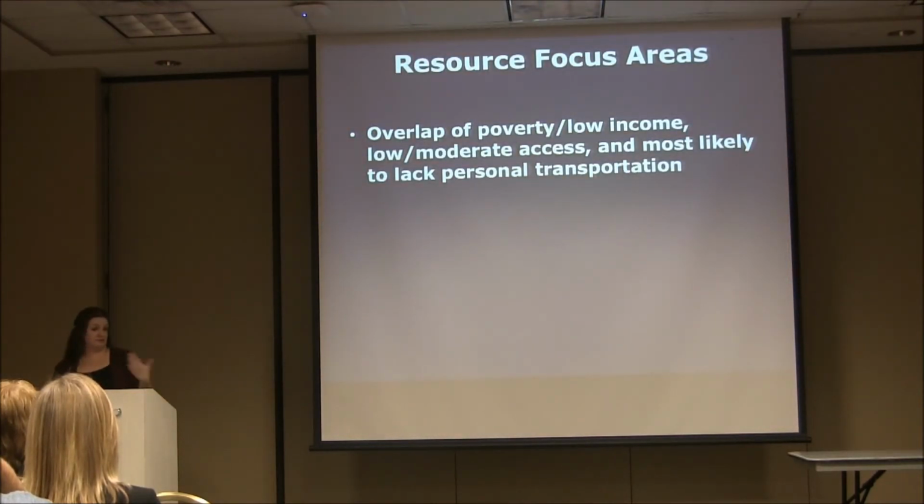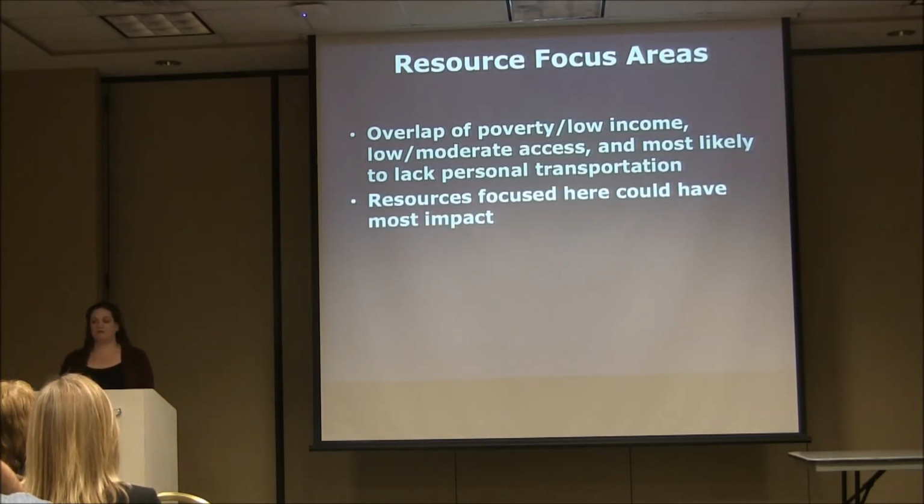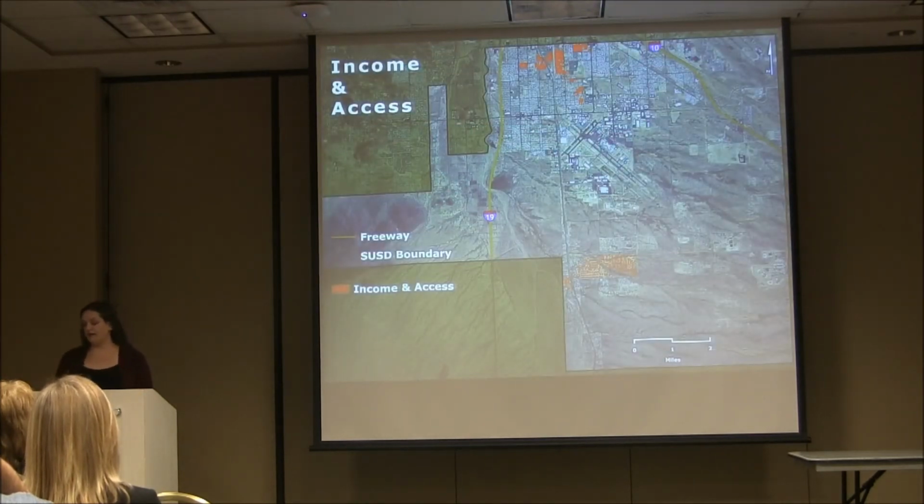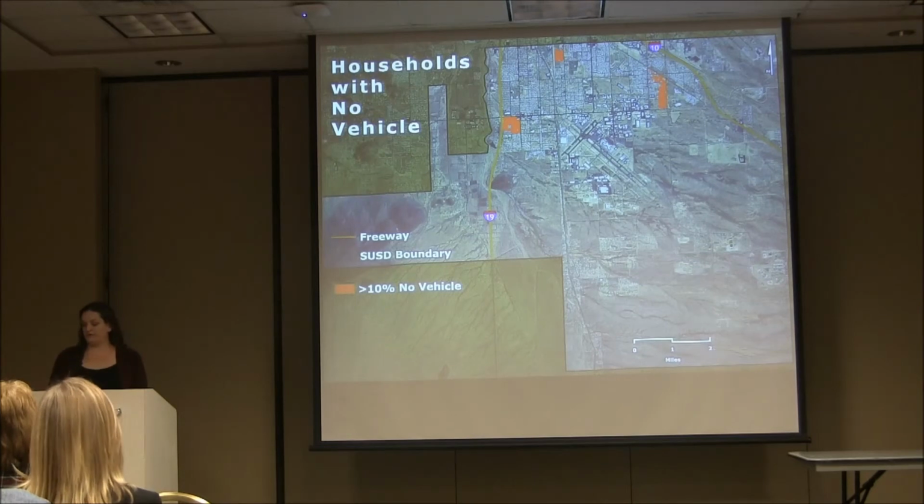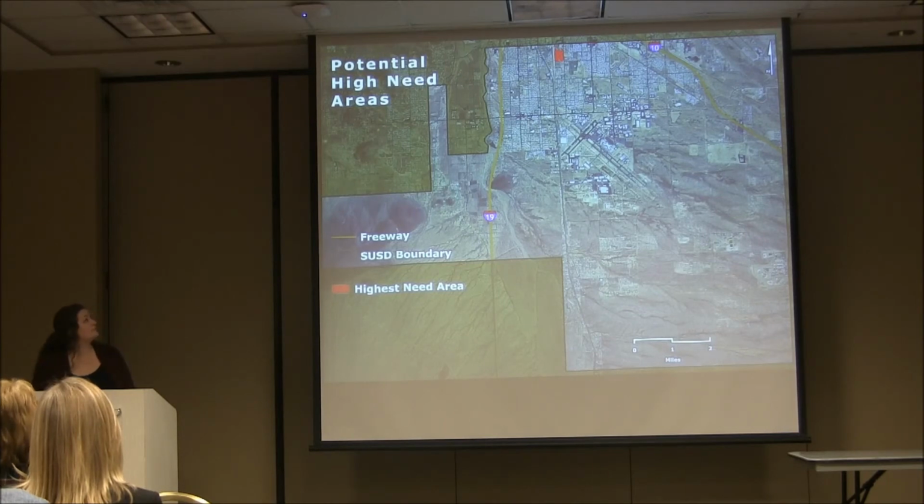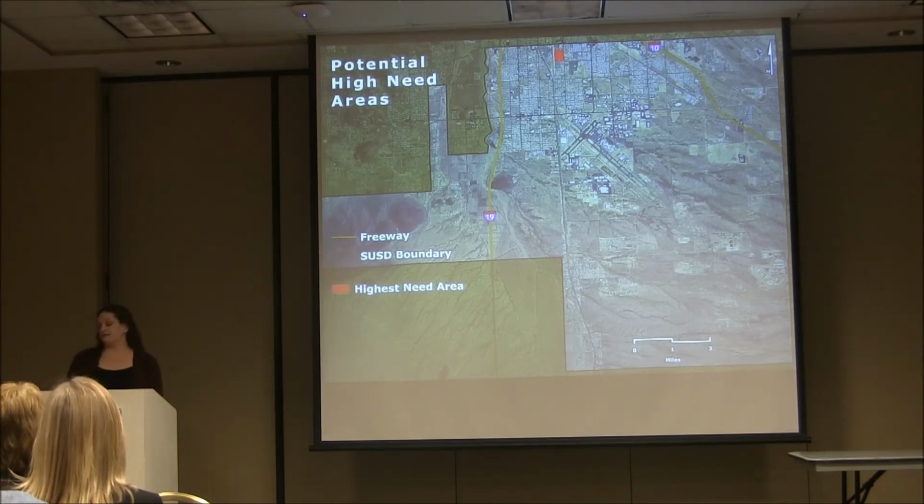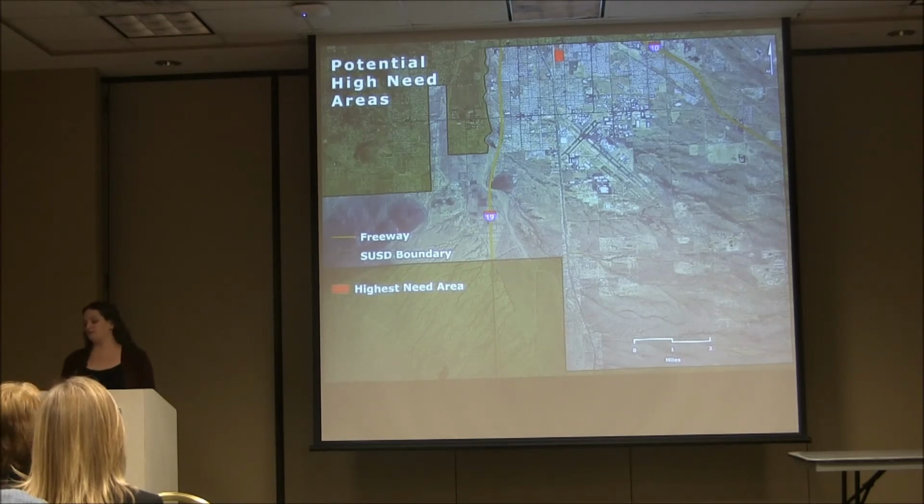So then I want to see if any of those areas overlapped. So any areas where there's poverty or low income, low or moderate access, and also most likely to lack a personal vehicle. And the goal of this was to be able to focus resources and have the most impact. So again, here's the income raster. Greater than 10% people were reporting no vehicle. And then as you can see, we did have an overlap. So this area in the north in red is an area that has low income or poverty, moderate or low access, and also the least access to personal vehicle.